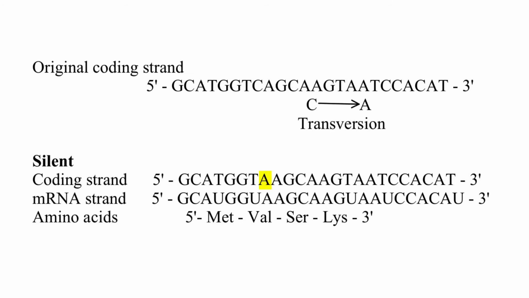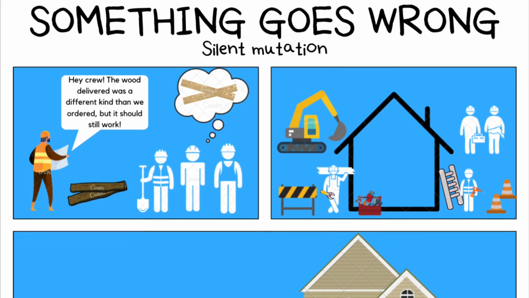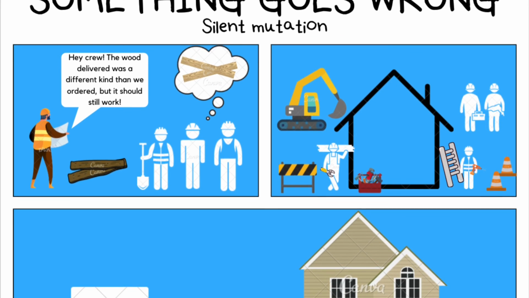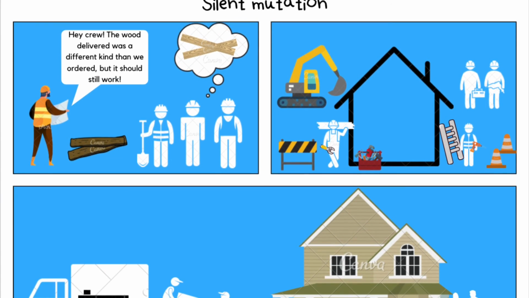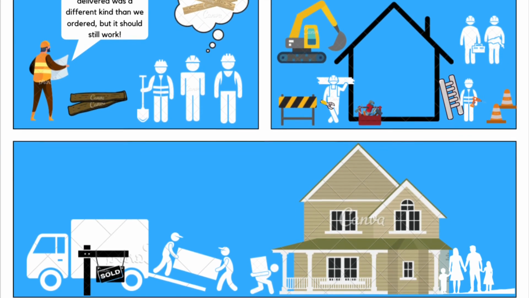The last type of mutation is silent mutation. This is where the coding strand has a different base, but the amino acids that are coded for at the end are the same. You can think of this as the wrong wood being delivered to build the house. The wood is still structurally sound, so it can still be used, but it's not what originally was there. Likely, you won't even notice the difference, which is why it is called silent.